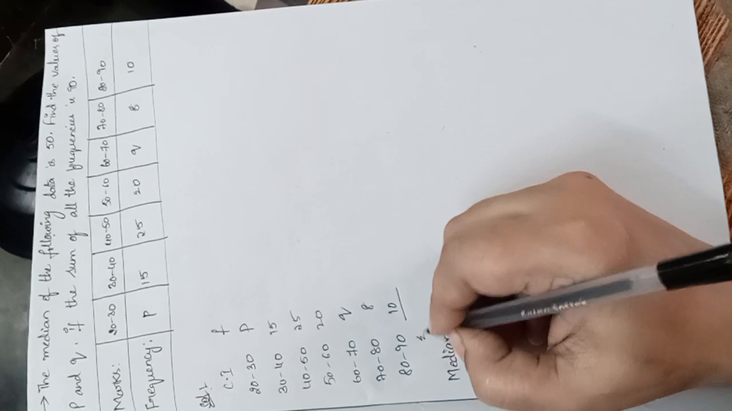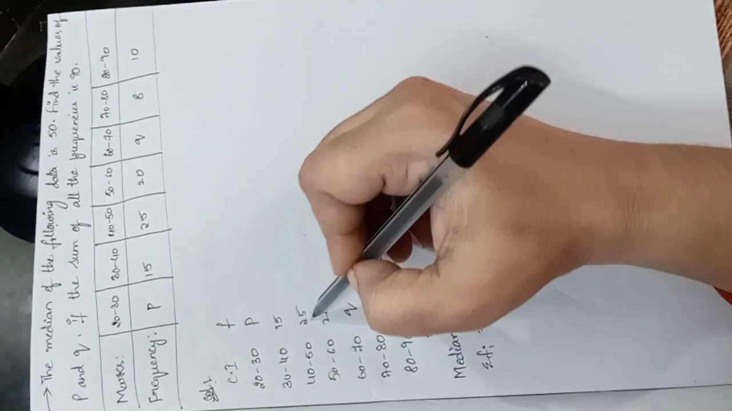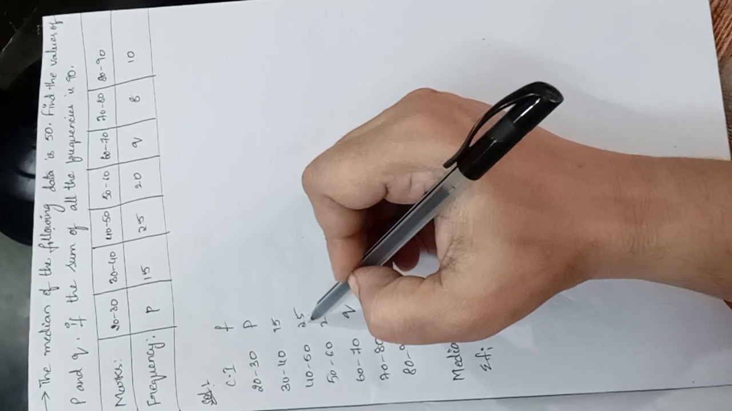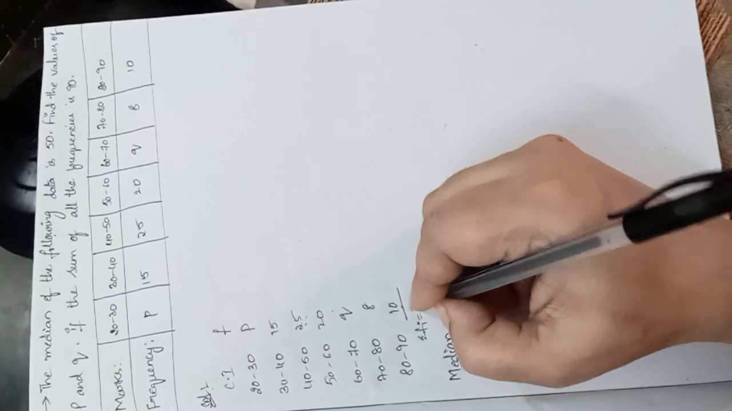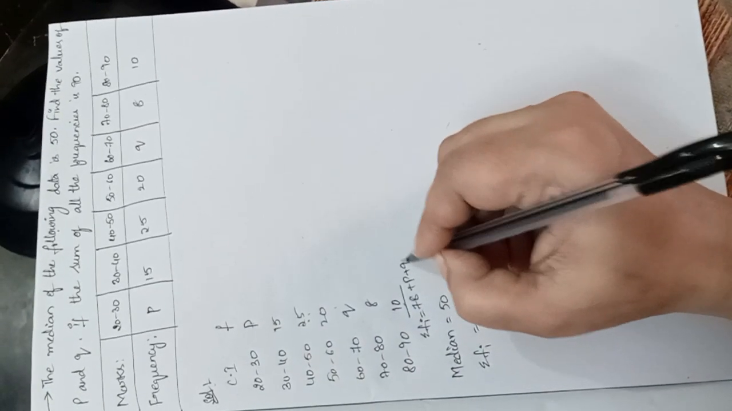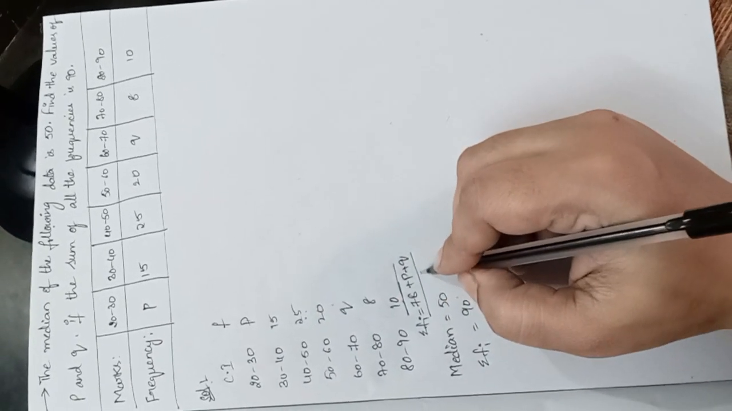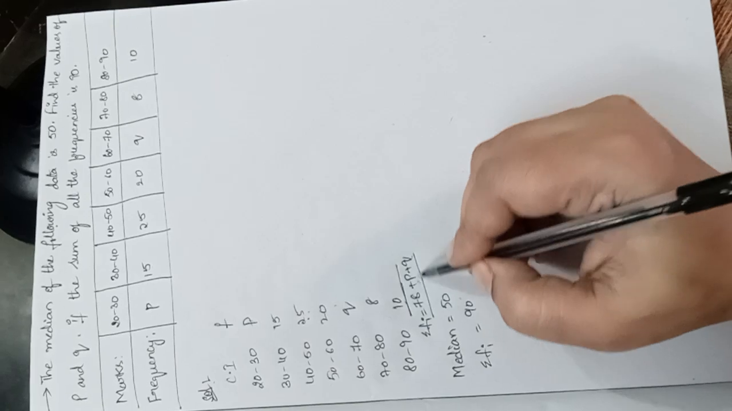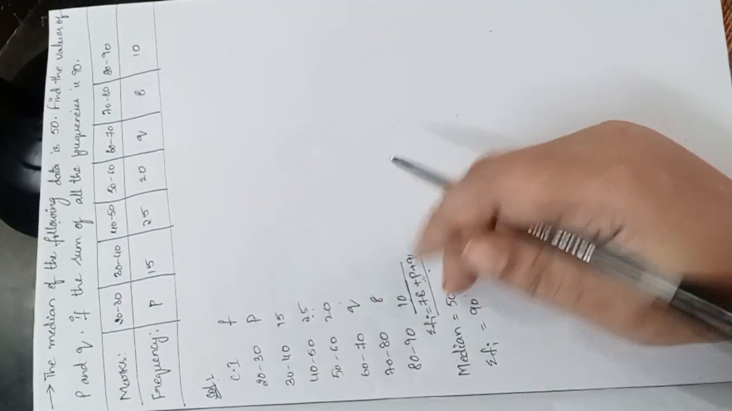So here, if you take summation of fi, what will you get? 20, 15 plus 25 is 40, 60, 68, 78, equals 78 plus p plus q. Because these two are variables, we can't add them directly to the numbers, so we added those variables separately. Now we have to find the values of p and q from the given data.